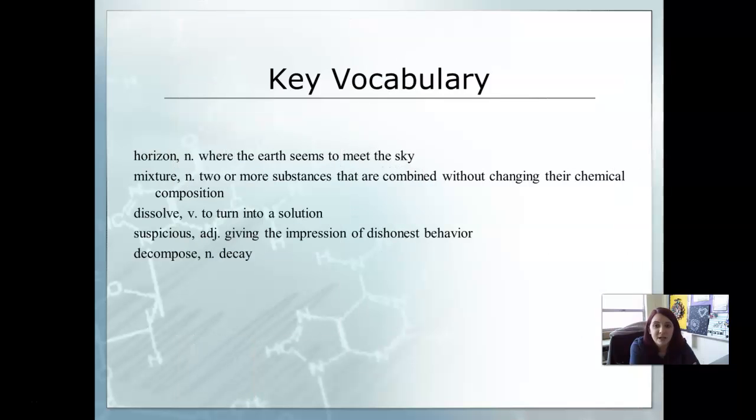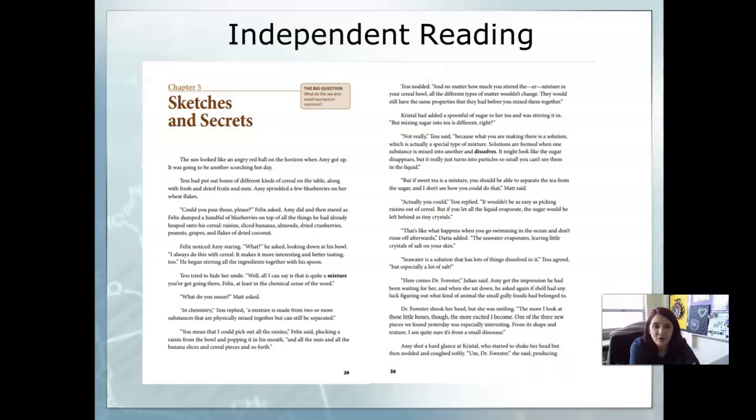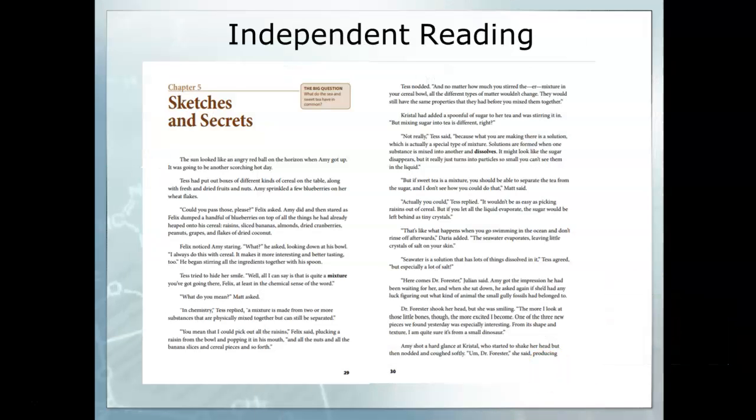Some key vocabulary for today's lesson. Horizon: where the earth seems to meet the sky. Mixture: two or more substances that are combined without changing their chemical composition. Dissolve: to turn it into a solution. Suspicious: giving the impression of dishonest behavior. And decompose: to decay. Okay, we have our independent reading for today.